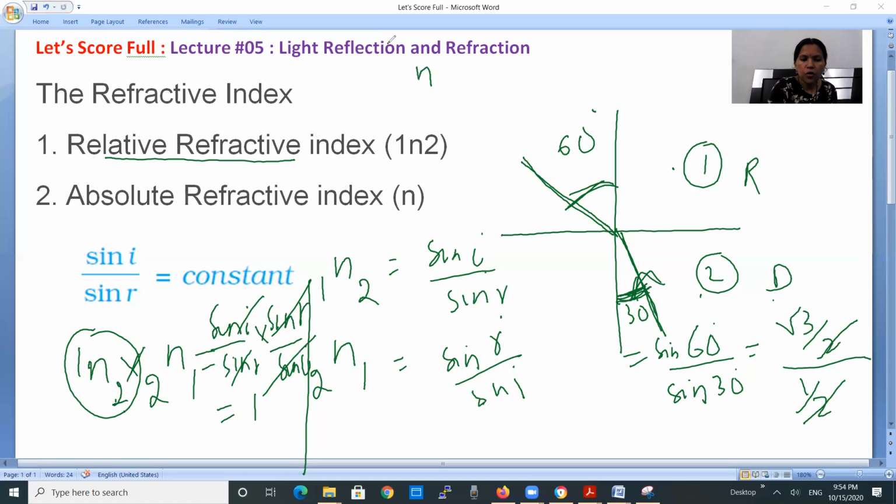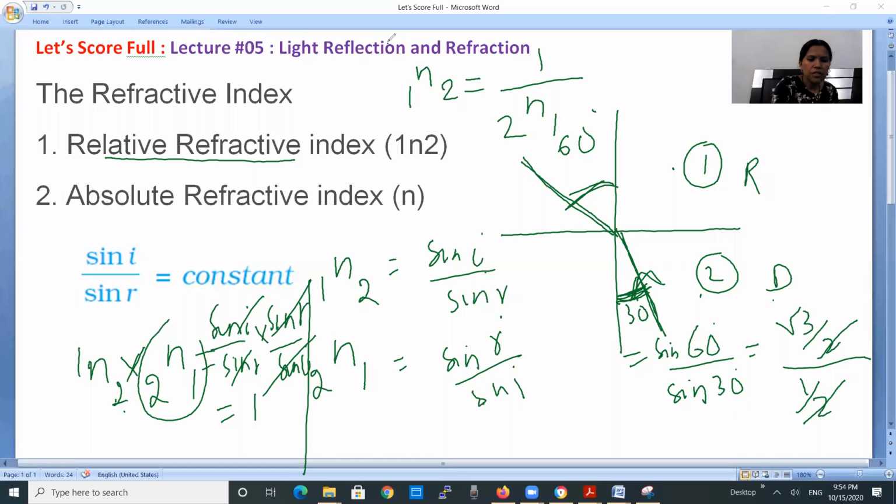रिफ्रैक्टिव इंडेक्स ऑफ 2 with respect to 1 is nothing but 1 upon refractive index of 1 with respect to 2. मैंने the second term I have taken denominator. This term I have taken in denominator. So this is the relation. If you want to find out refractive index of 1 with respect to 2, it will be reverse of refractive index of 2 with respect to 1. Clear? They are inverse of each other. Is this much clear?